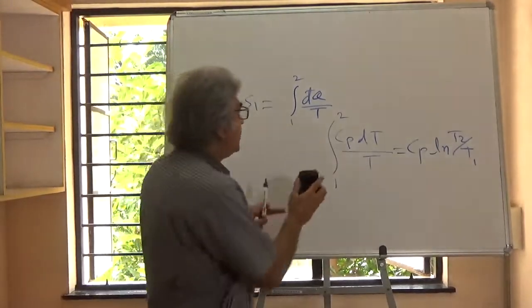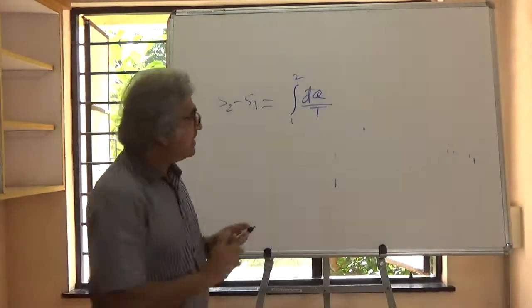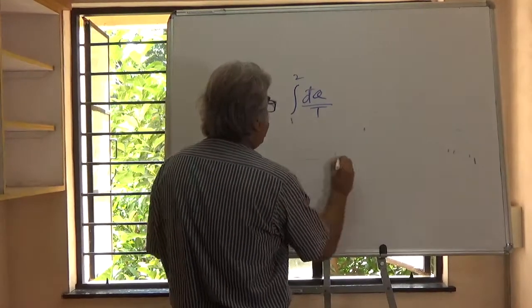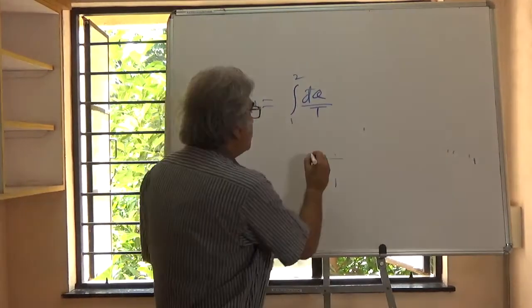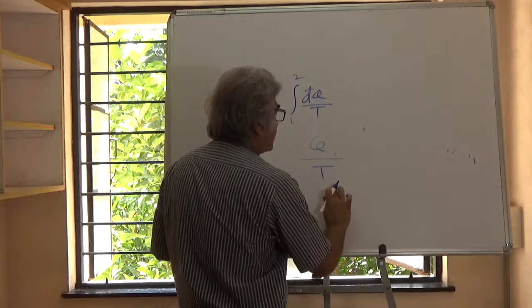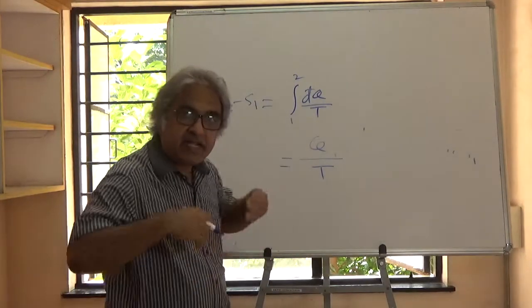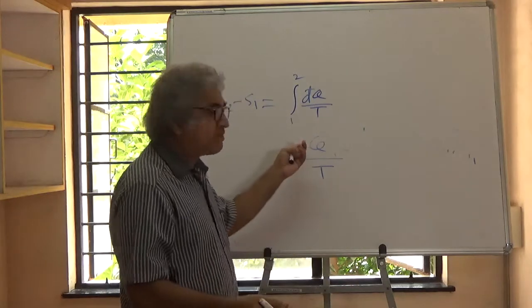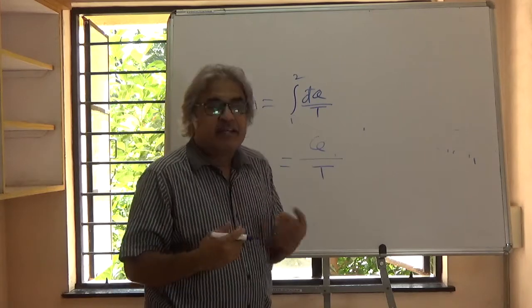So you can take T out. T is constant. You take T out and the integration of dq is q. So it is q by T. So change in entropy will be q by T. Now if heat is added to the substance, this is plus. So change in entropy will be positive. Heat taken out, it will be negative.